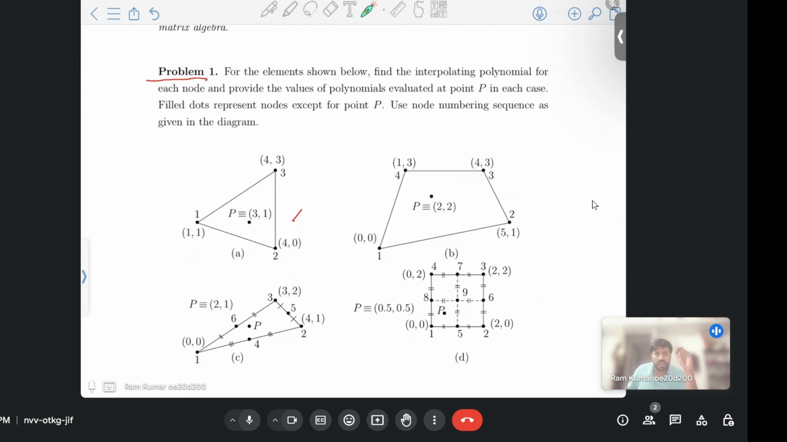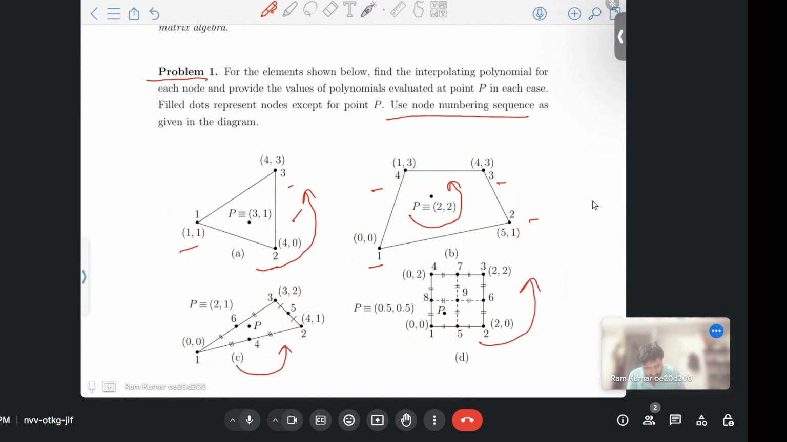We use the node numbering sequence as given in the diagram. Whatever numbering they are giving here, like node 1, node 2, node 3, and similarly for figure B, node 1, node 2, node 3, node 4, going anti-clockwise like this, we don't have to change. We have to follow these node numberings as they are.